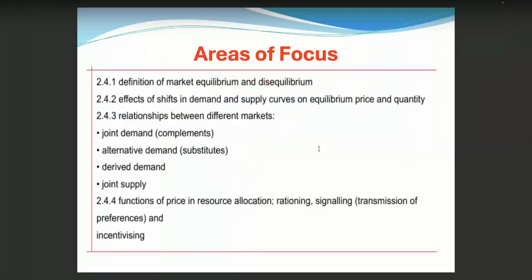First of all, once more, we will be going through the definitions of market equilibrium and disequilibrium, and then the effects of shifts in demand and supply and how they will be affecting our equilibrium points. And also the relationship between different markets, such as Coca-Cola and Pepsi, or maybe Coca-Cola and clothes. And at the end, we'll be going through the functions of prices in resource allocation and how different prices can be affecting your allocation differently.